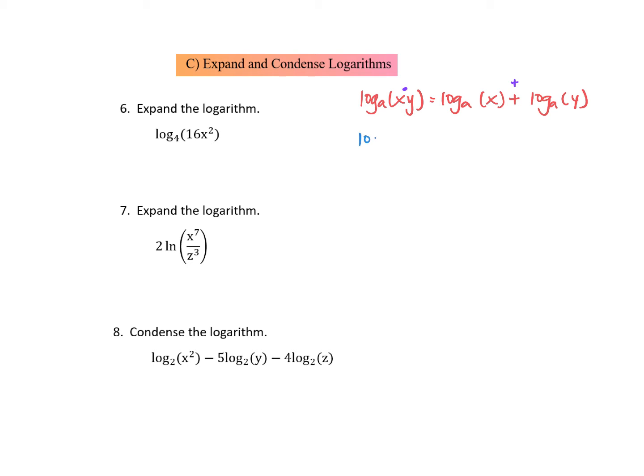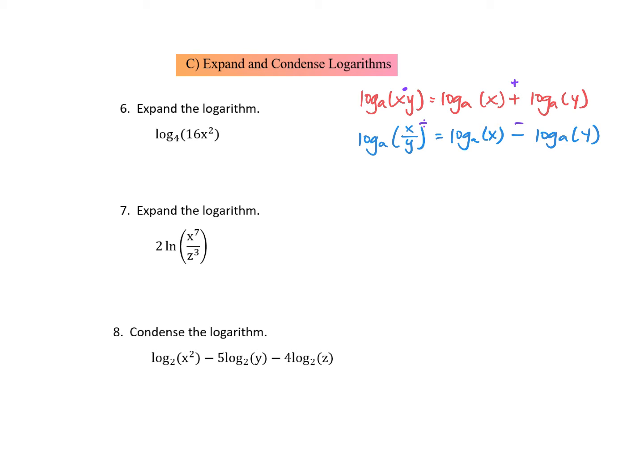The second log property is if I have a division inside the argument of a single logarithm, I can split that up into two separate logarithms, again, each getting the same base as the original. This time in between there's going to be subtraction. So division on the inside means subtraction when we split it up.